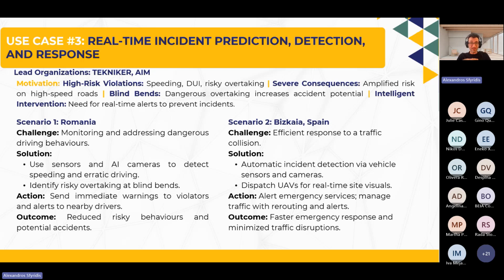So the intervention here is on the response and coordination to alert the emergency services and manage traffic through rerouting and again providing alerts to road users. So essentially, the aim of this scenario is to minimize emergency response time, improve traffic flow, and document and analyze the incidents in the event of a collision.